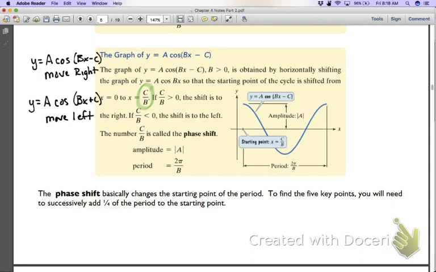All you really have to do is either add or subtract your starting point to your original spot. Once you figure out how long your period length is, if your period length is still 2 pi and you moved it a quarter, then it's going to be 2 pi plus the fourth, or maybe pi over 4, or whatever it is.